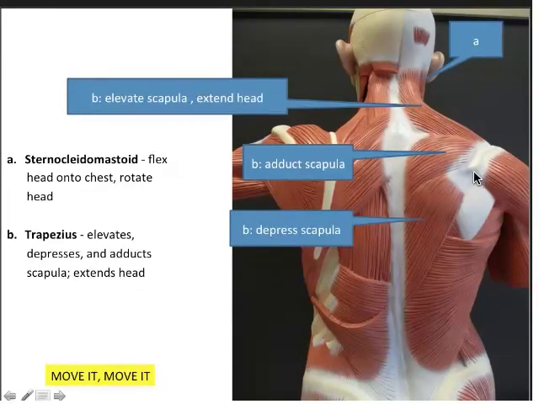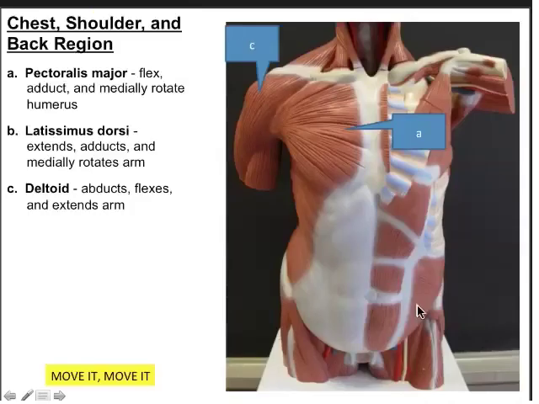These are the traps. Okay, the trapezius, and then you can also see here a little bit of the deltoid muscle. Okay, so we're talking here about the lats. The lats are a little tough to see from this side because they're behind, okay, but you can see here the pectoralis major and the deltoid. Okay, this is the deltoid muscle.